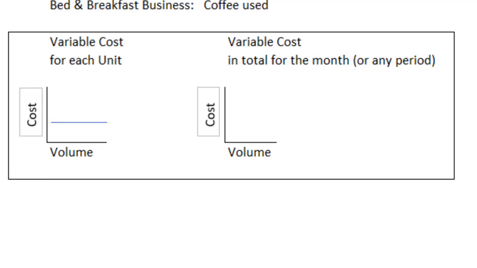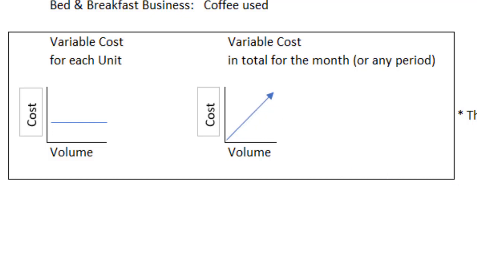But what's interesting is when we look at the variable cost in total. When we look at the variable cost in total, we'll notice that the cost goes up the more volume we have. Note what I said earlier. The volume is how many products are made in the factory or how many customers are served. So the more customers we have, the more we spend on coffee. If each cup of coffee costs us $1, then if we have very few customers, our cost is very low. But as our volume goes up with more bed and breakfast customers, our coffee cost goes up.